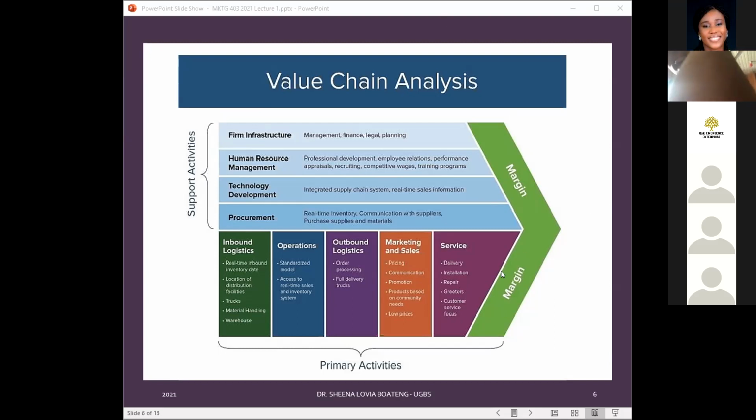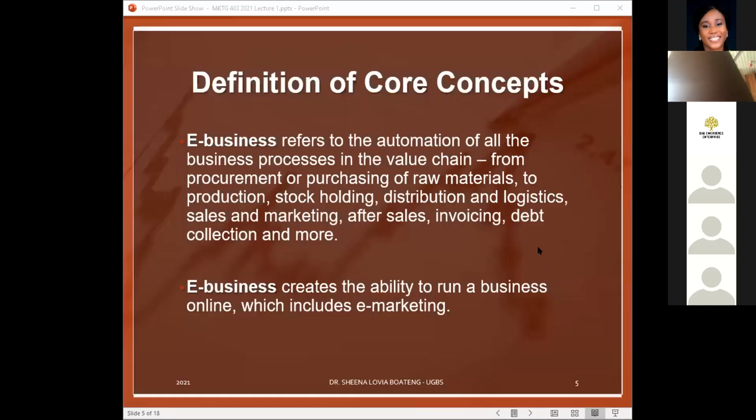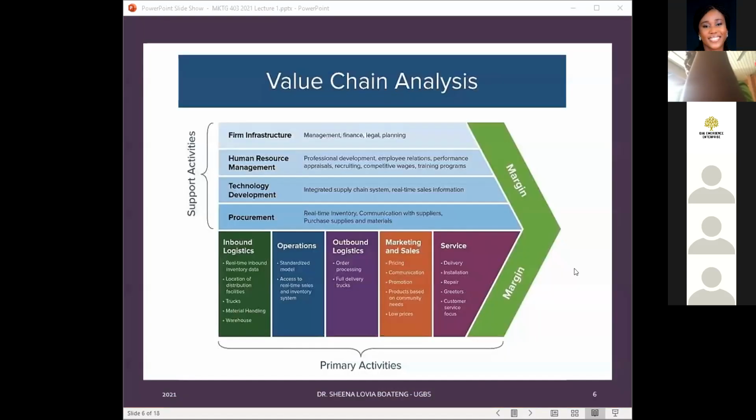So the margin is what marketers use to refer to the profit, which is what they earn after they take out all the expenses that they have made. So the margin here represents profit. So that is it for e-business. Like we have established, e-business creates the ability of a firm to run a business online or using internet-enabled technology. The subset of this is e-marketing, which we as a class are going to be focusing on during this 6-week, 12-session course.